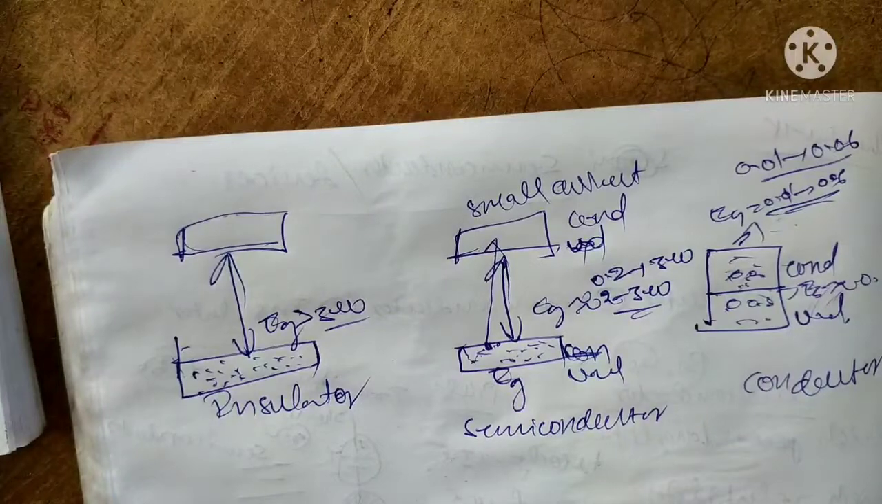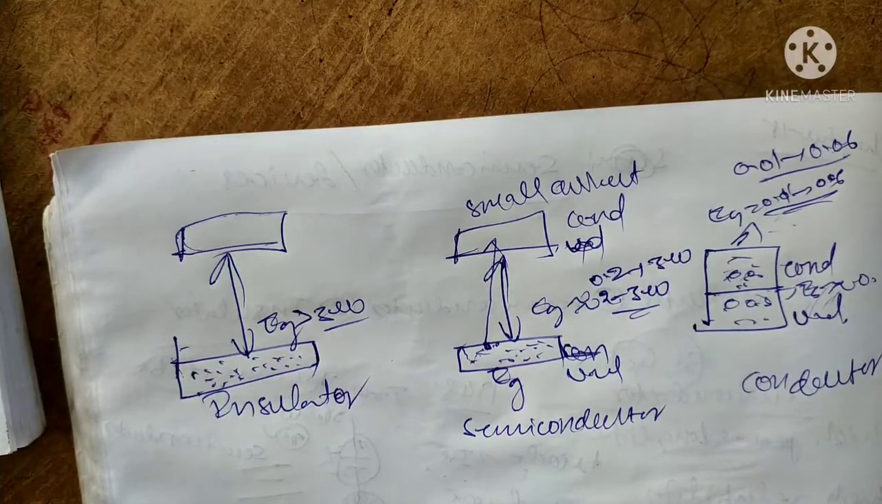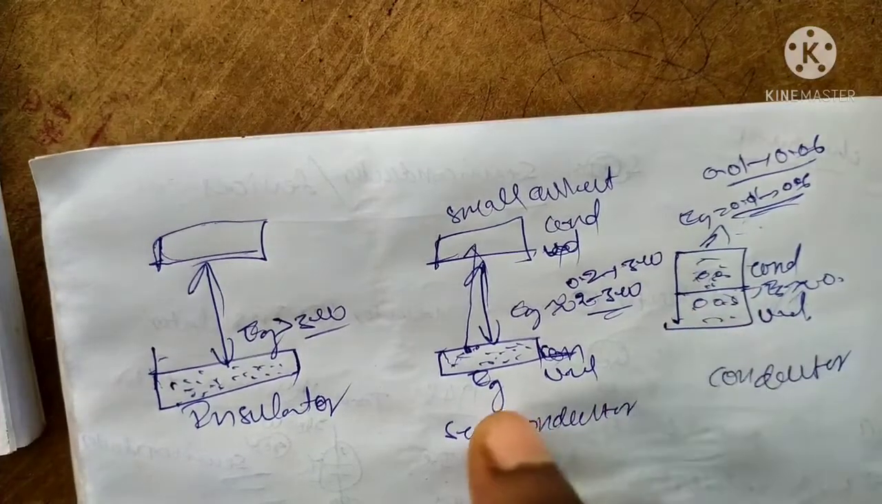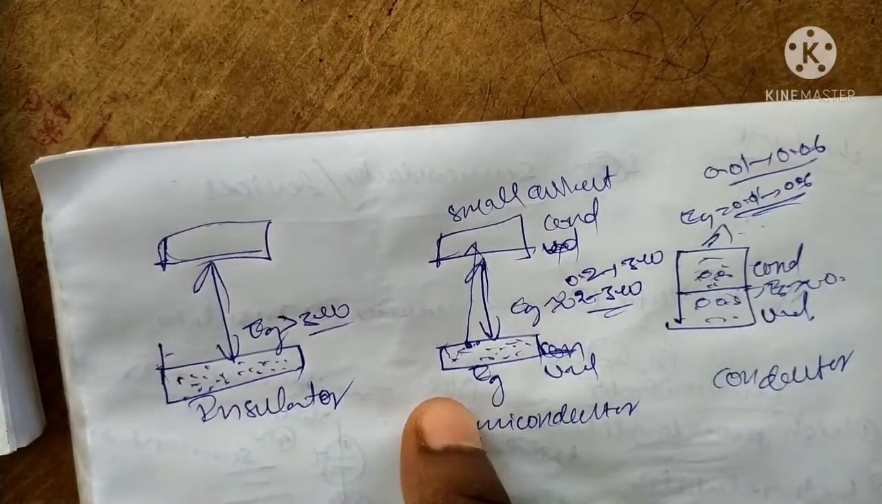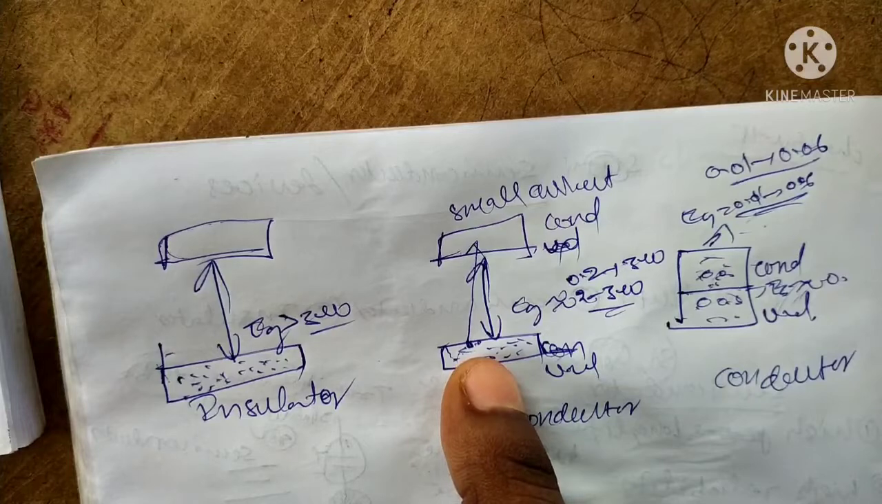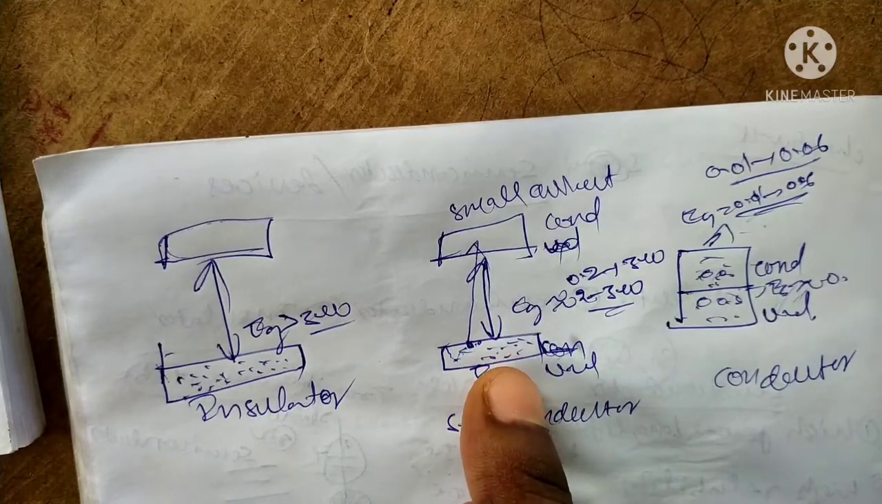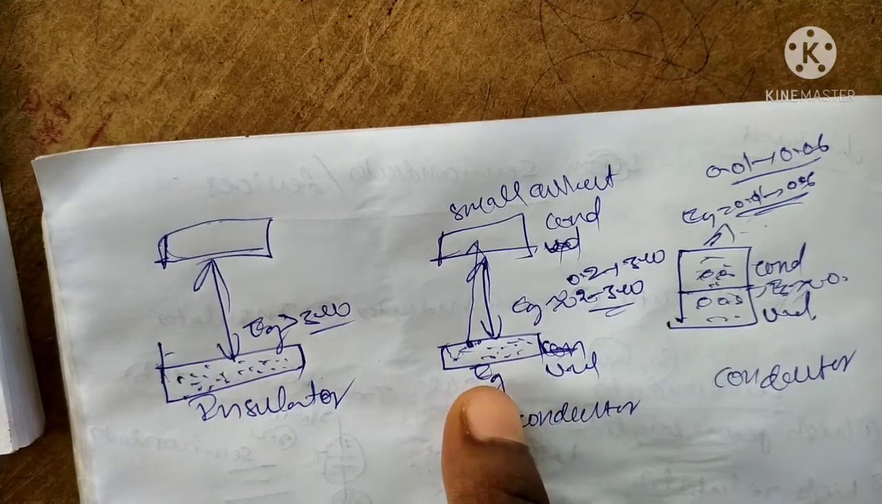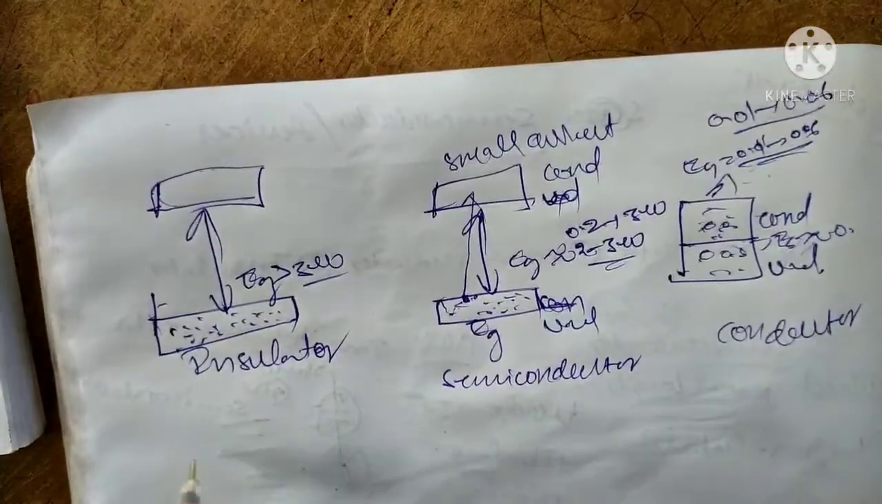Okay, now we discuss semiconductors. What is a conductor? What is a semiconductor? What is an insulator? That is over. Now we discuss semiconductors. Semiconductors can be of different types: elemental semiconductors and compound semiconductors.